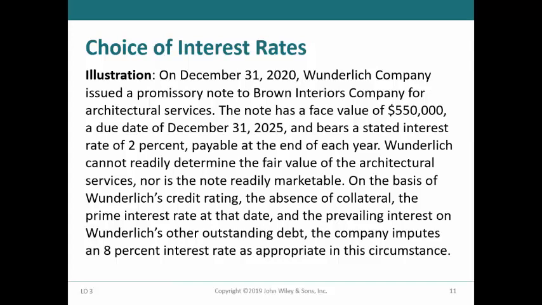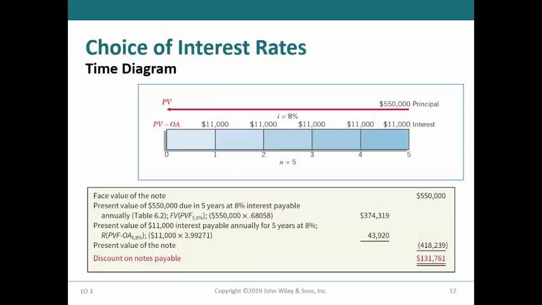However, based on Wunderlich's credit rating, the absence of collateral, and prevailing interest rates, the company determines that an 8% rate is appropriate for the note. Therefore, it will be necessary to impute an 8% interest rate on the note. This slide shows the calculation of the present value of the note, $418,239, and the discount of $131,761.